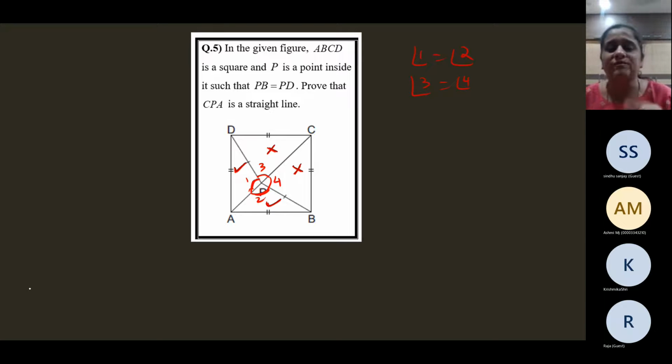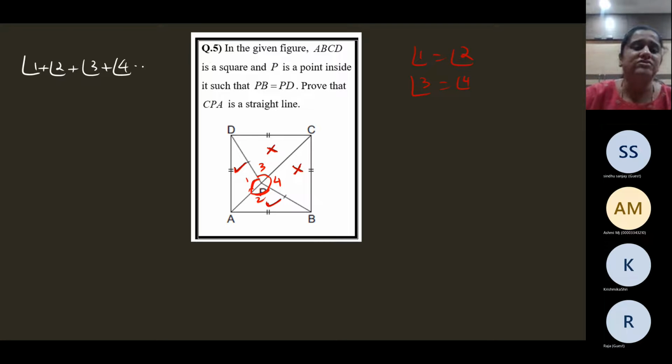So now we know that the sum of all the angles around a point is equal to 360 degrees. So angle 1 plus angle 2 plus angle 3 plus angle 4 is equal to 360. This we don't have to prove. We know this result. Now you decide which you want to prove, whether you want to show that 1 plus 3 is 180 or that 2 plus 4 is 180. That you have to decide.